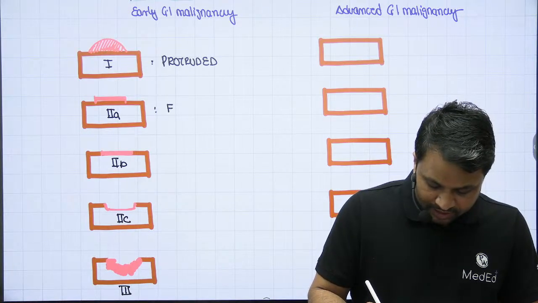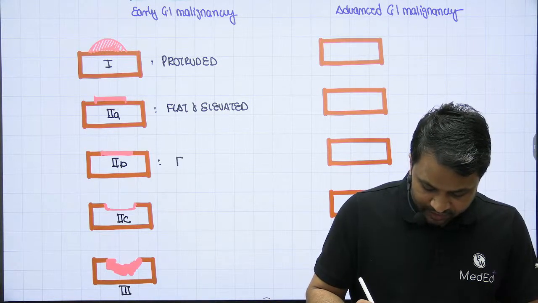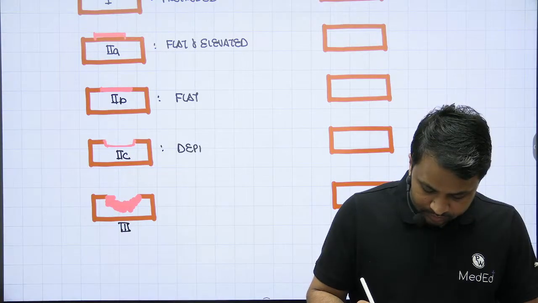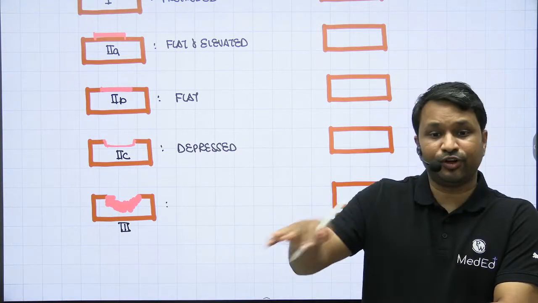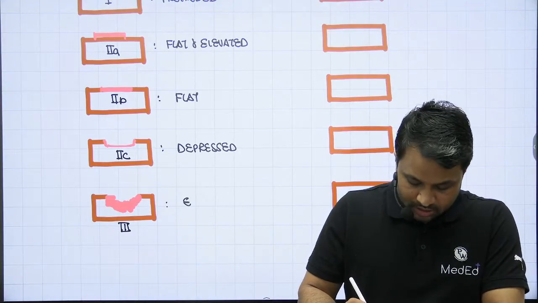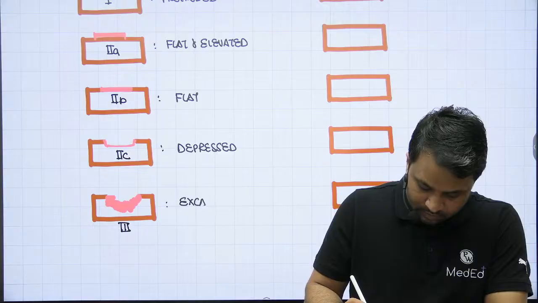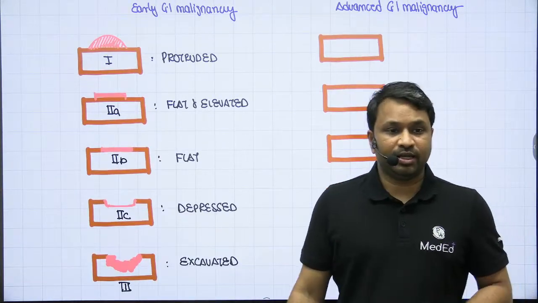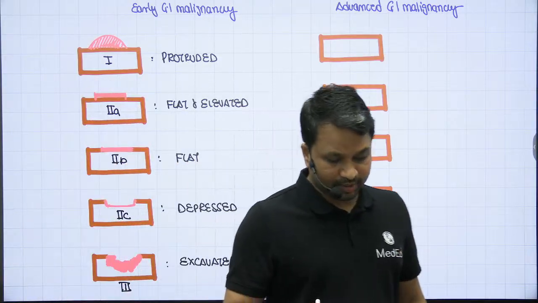This is flat and elevated. 2B is only flat. 2C is only depressed. And type 3 is going to infiltrate into the surrounding wall, so it is called excavated. So we have the protruded variety, flat and elevated, flat, depressed, and the excavated. This is your early GI malignancy.